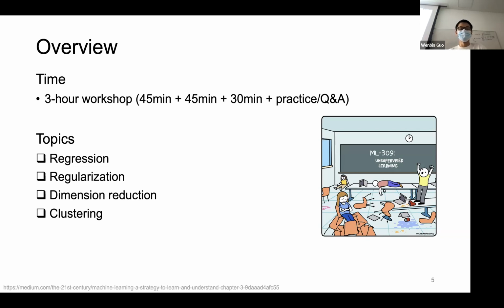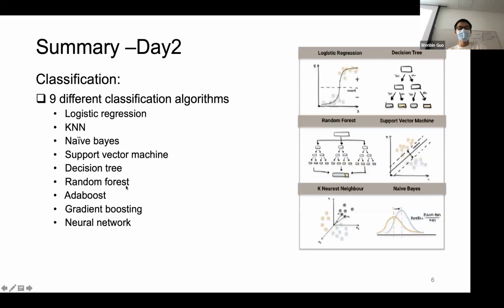So for today, it's unsupervised learning. As this comic shows, we don't have a supervisor, right? Everything will depend on the data itself. We don't have a label. So for these two topics, dimension reduction and clustering, they don't have the label. But let's get a really quick summary about what we have learned yesterday.